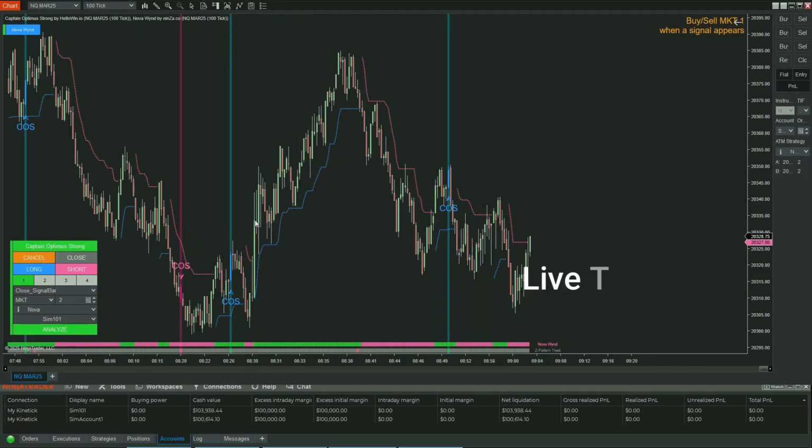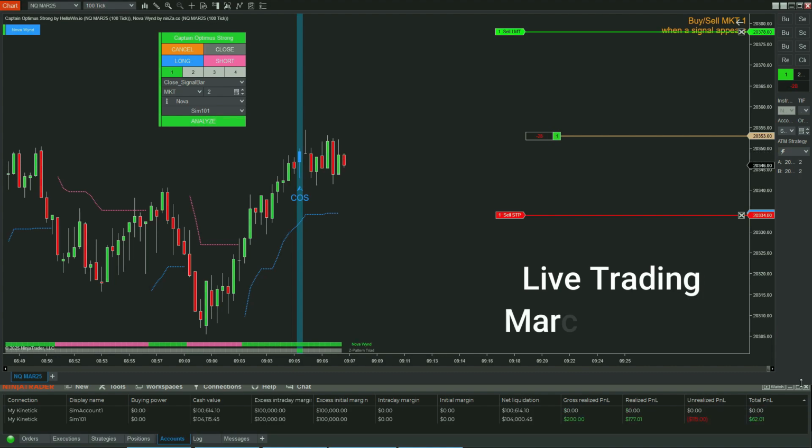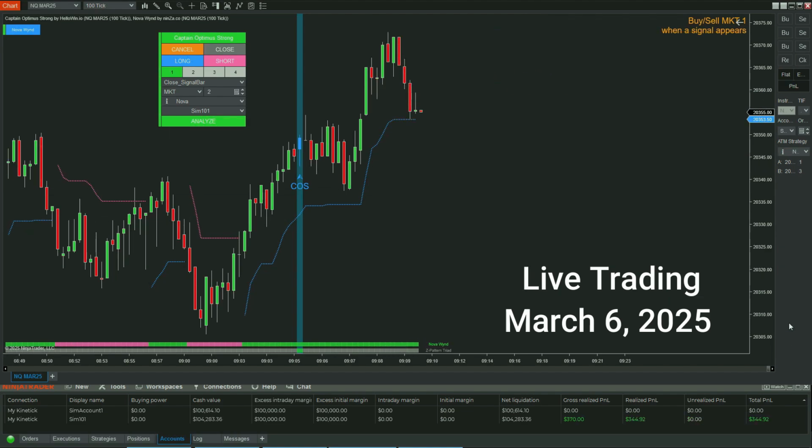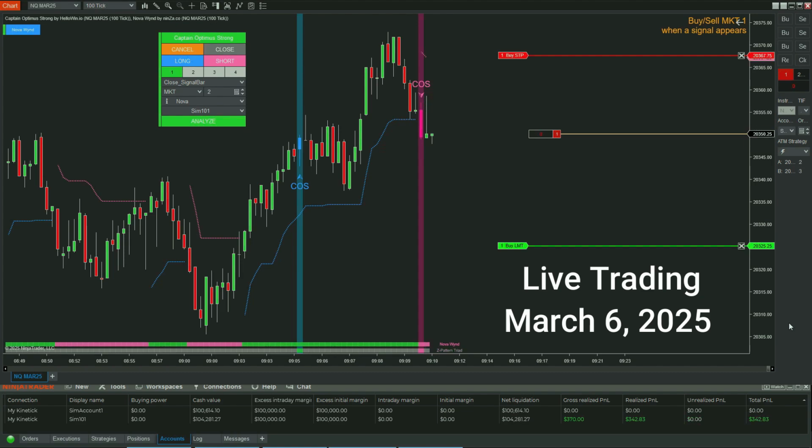Now, let's dive into a real trading session using this strategy. This time, I'm applying the narrow range candlestick pattern together with Nova Wind in a live market environment on Thursday, March 6, 2025. And just to be clear, this is a live trading account, not a playback or simulation. My ATM strategy and trading hours remain the same as in previous strategies.